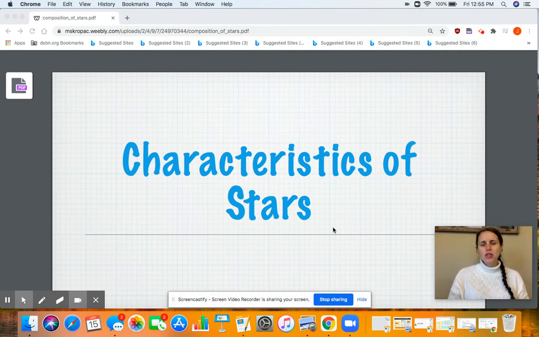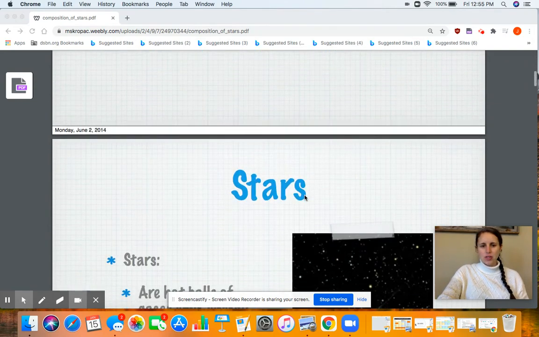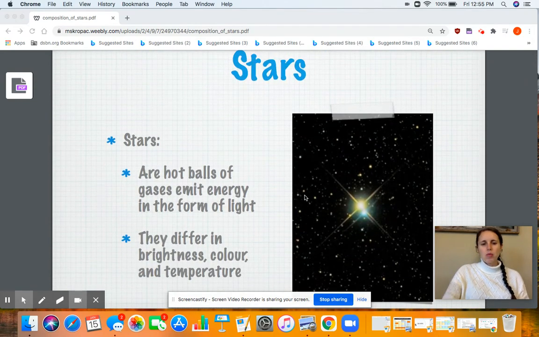Your last lesson, you took a really brief look at the sun yourself, the different layers. Just a reminder that the sun itself is a star. So everything that we talk about here is actually going to apply to the sun as well too. So let's talk about what a star is. A star is a hot ball of gas that emits energy in the form of light. So stars are luminous objects. They're actually able to give off their own energy, and that energy looks like light.